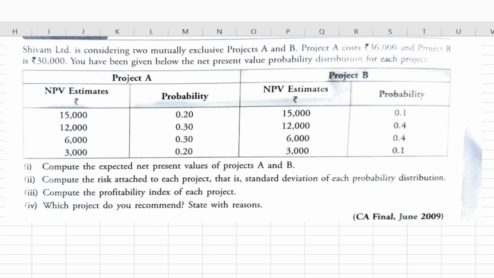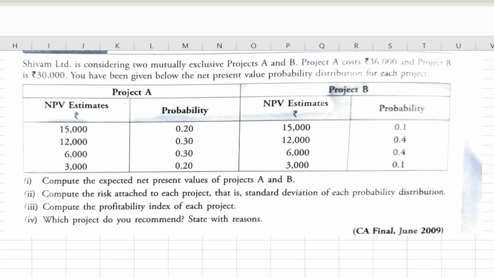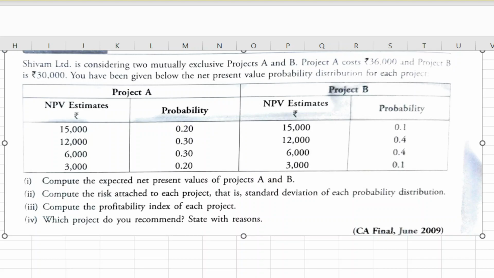Today we are going to understand one of the problems from the risk analysis in capital budgeting chapter, and this specific problem is about risk measurement. Let us read the question once.